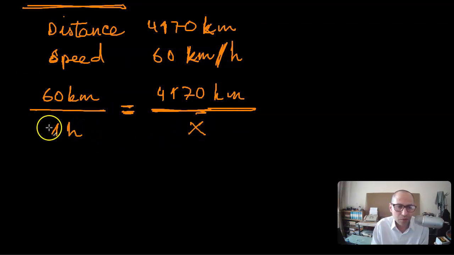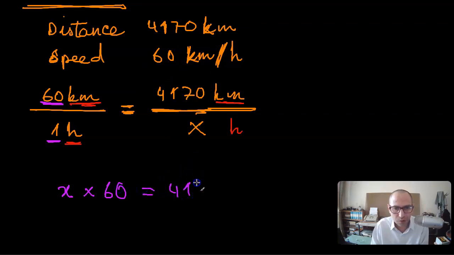The way you can solve this proportion, if you go logically: over here I have kilometers and hours, so this has to be hours as well. So about the units, we have no problems. But then you see that this number is 60 times this number, because 1 times 60 is 60, which means that if you multiply 60 by that number, you should get to this number. I'm going to take that number as X and multiply it by 60. That's supposed to be 4,170, and that's how you solve the problem.